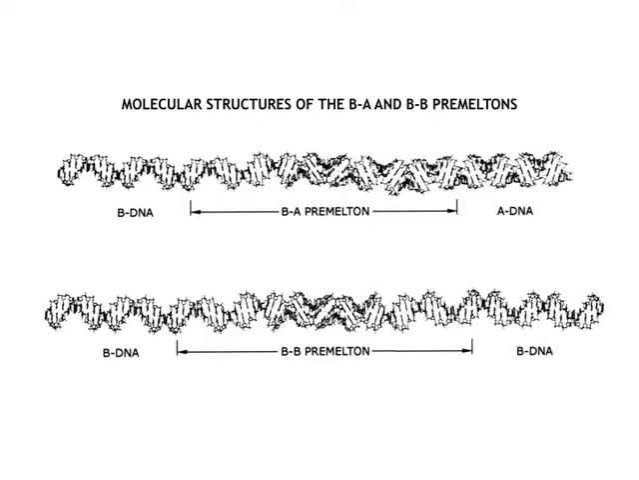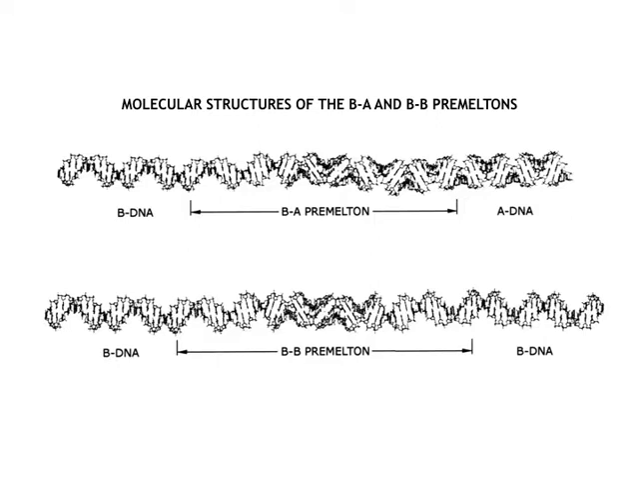BB or AA premeltons form at specific DNA regions to nucleate site-specific DNA melting. They are stationary and, being globally non-topological, are predicted to undergo breather motions that allow drugs and dyes to intercalate into DNA.